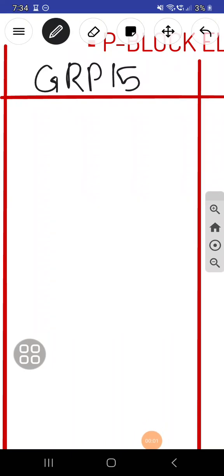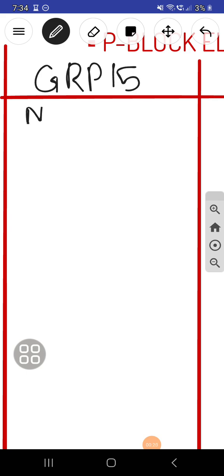So hello, today we are going to discuss group 15 and group 16 of P-block elements, class 12th, only the portions that are needed for the NEET exam. That is the general characteristics. So first we are going to learn about group 15. The members of group 15 are nitrogen and phosphorus.